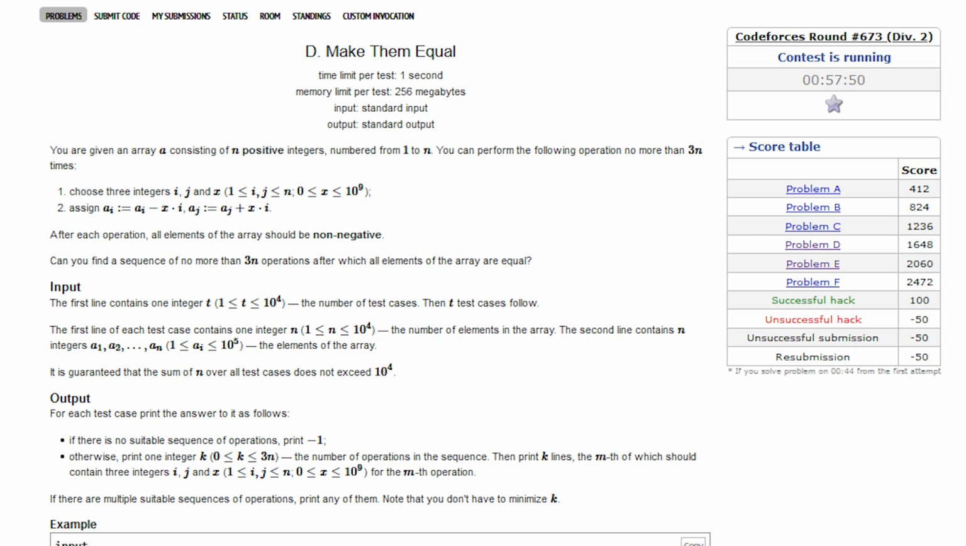Hey everyone, so today we will be solving problem D, Make Them Equal, of Codeforces Round 673. So let's get to the whiteboard.